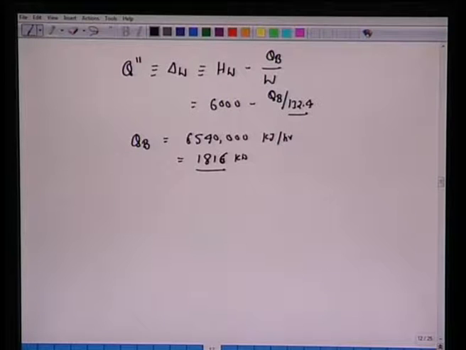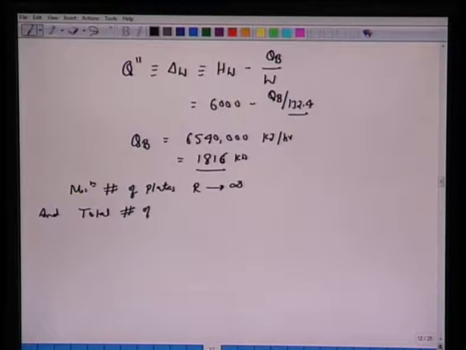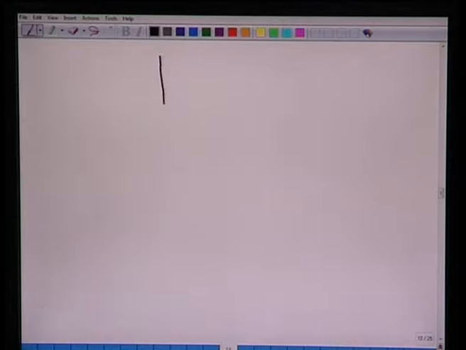Now the last part of today's lecture is to calculate the minimum number of plates corresponding to infinite reflux ratio and the total number of plates. Alright, so one again has to go back to this HXY diagram.